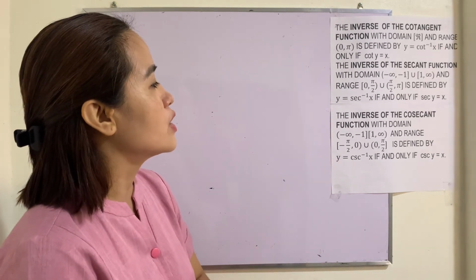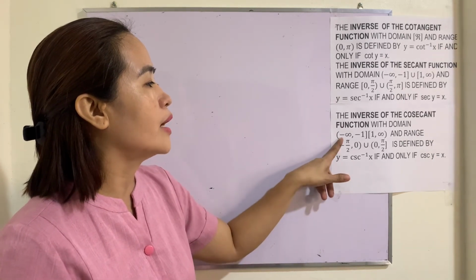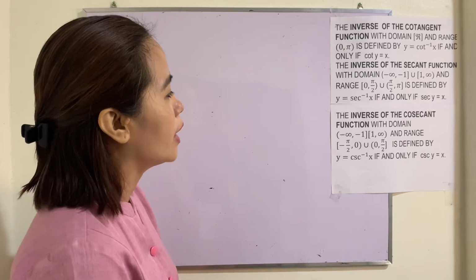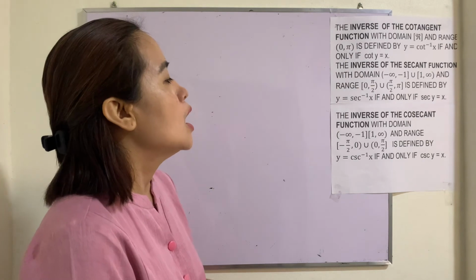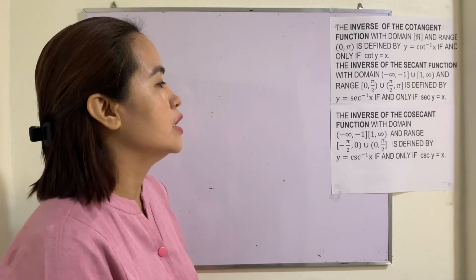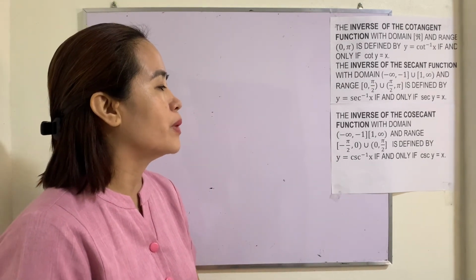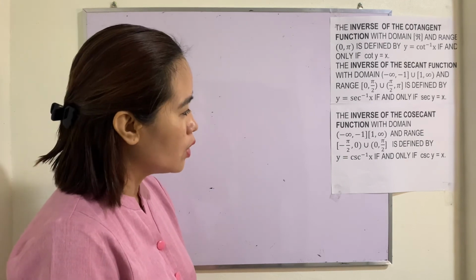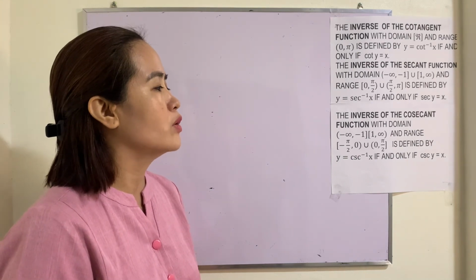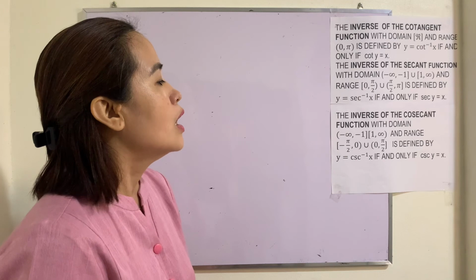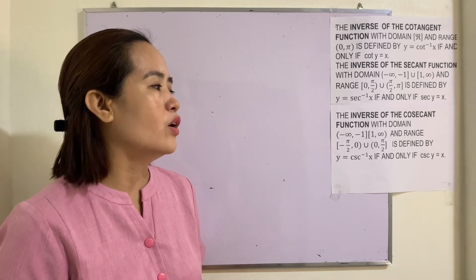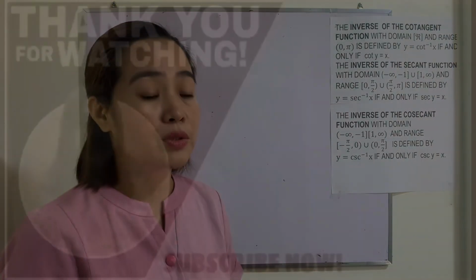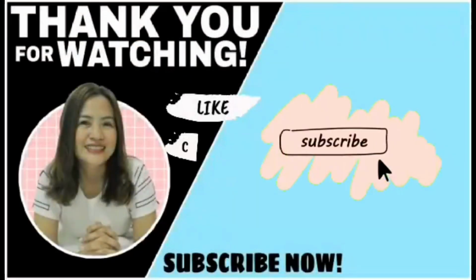The inverse of the cosecant function with domain negative infinity up to negative 1, union 1 up to positive infinity, and range negative pi over 2 to 0, union 0 to pi over 2, is defined by y equals arc cosecant x if and only if cosecant of y is equal to x.